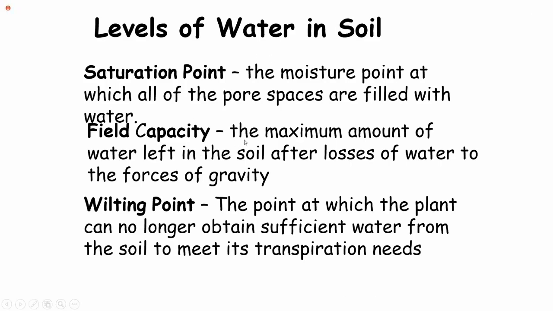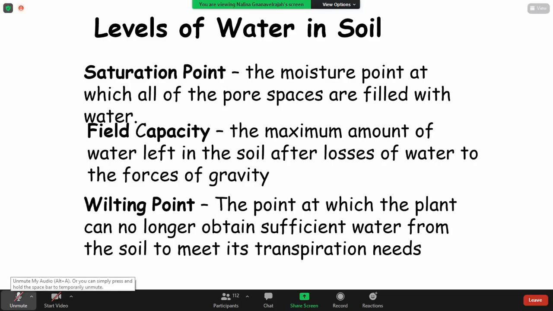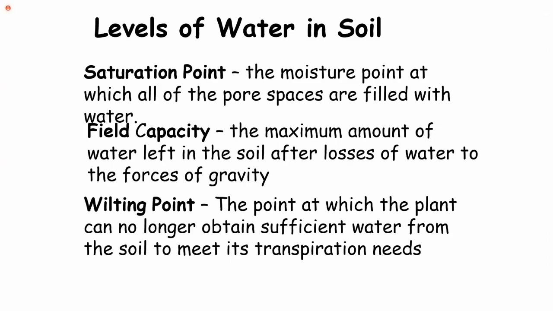Then field capacity is the maximum amount of water left in the soil after losses of water to the forces of gravity. After a heavy rainfall or heavy irrigation, if you allow it to drain, the gravitational water will drain and only the capillary water will be in the soil. During that time, if you measure the moisture content, that is called the field capacity.